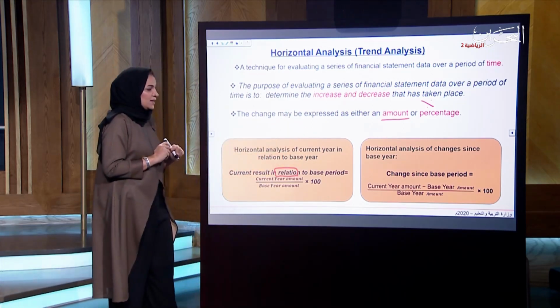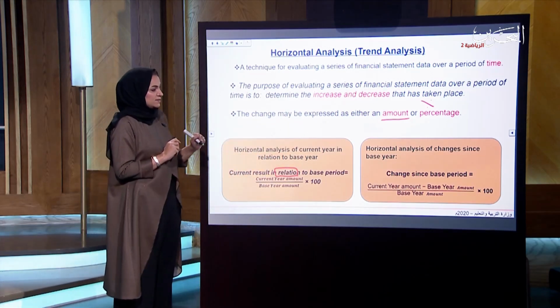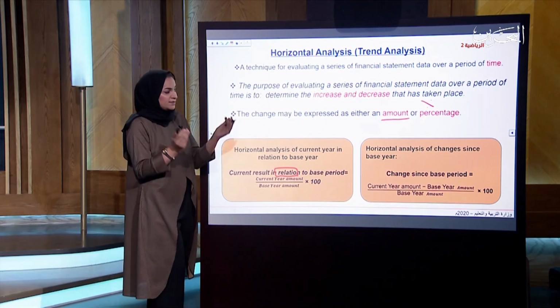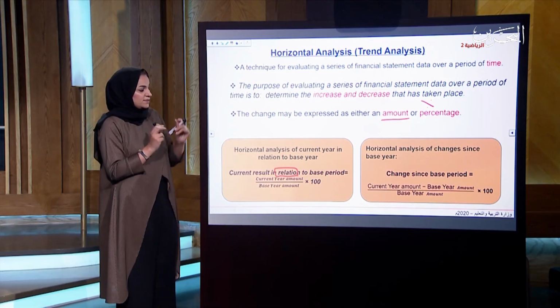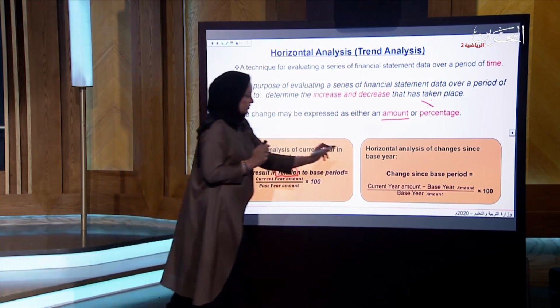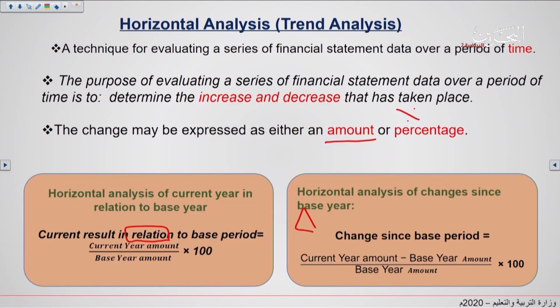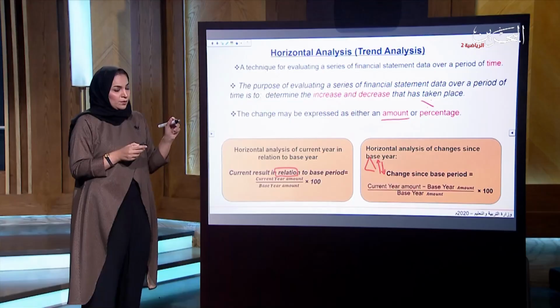The second formula, horizontal analysis of change since base year. Change since base year, it's the change of increase or decrease. The formula says current year amount minus base year amount, the previous year, divided by base year amount multiplied by 100.